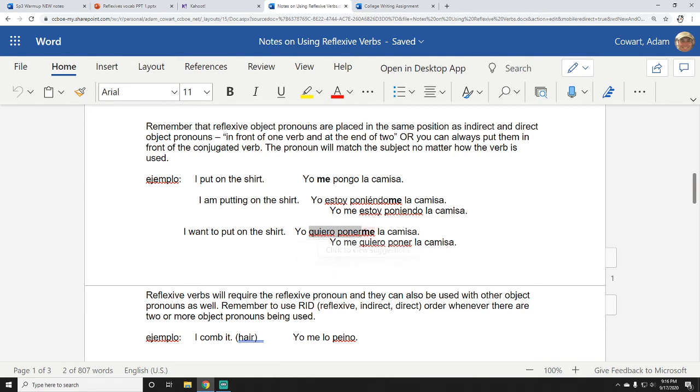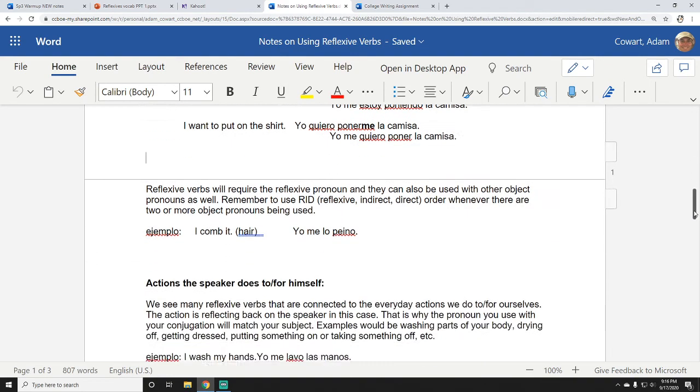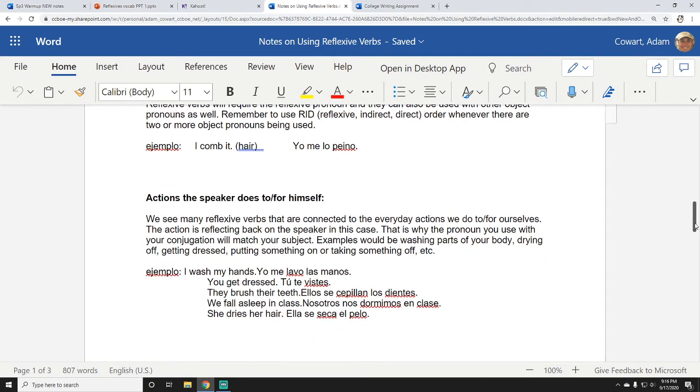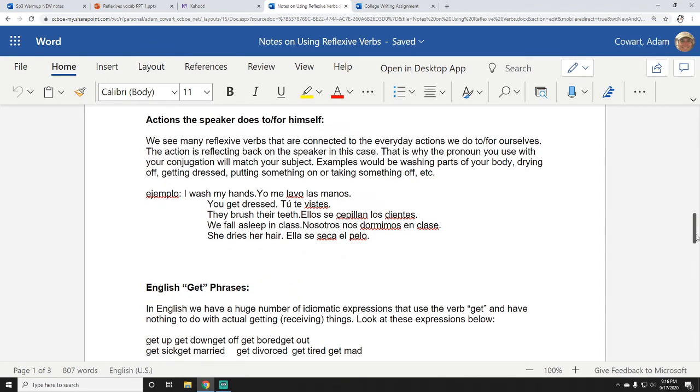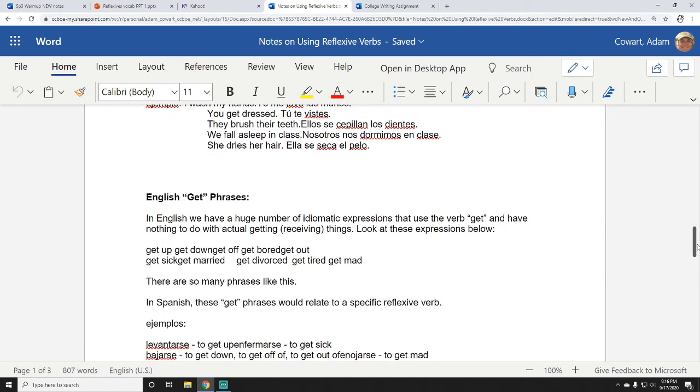Again, this is going to be the way that most native speakers say it. Like if somebody's like, come on, let's go. You say, quiero ponerme la camisa. I want to put on the shirt. Come on now. So that's how that works. We're going to skip this and come back to it, this section. This is simply saying what I already told you. All of these things people are doing to themselves. Whether it's I am washing my own hands, or you are dressing your body, or they are brushing their own teeth, your hands come back to yourself, whoever it is.